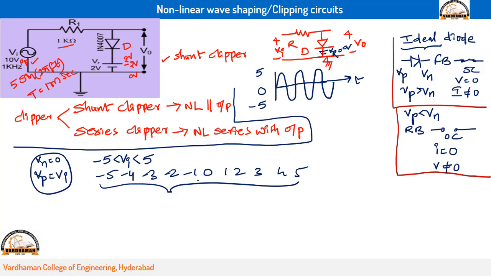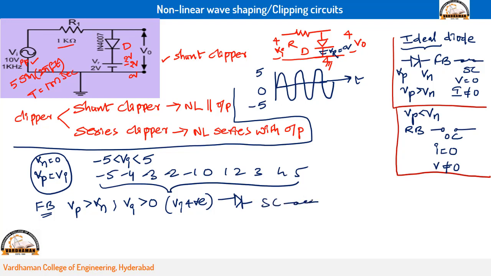From minus 5 to plus 5, the input is variable, but Vn is 0. So what is the forward bias condition? You assume that the diode is going to be forward biased. For this to happen, Vp should be greater than Vn. Vp is nothing but Vi, and Vn is 0. That means for all values of the input greater than 0, that is, Vi positive, for the positive half cycle of the input signal, we are satisfying Vp greater than Vn. That means the diode is going to be forward biased, so the diode can be replaced by a short circuit.